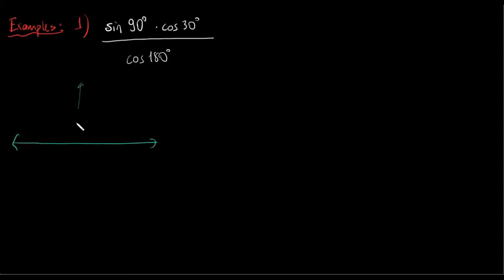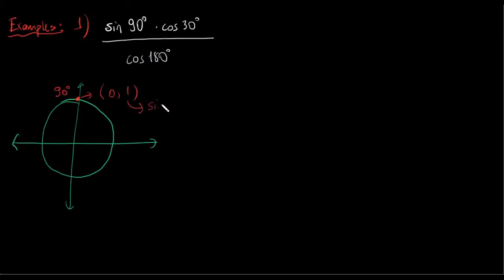So let me draw my x-axis and y-axis, and let me draw my unit circle. I need 90 degrees. So this is going to be 90 degrees, right? So what are the coordinates of this point? The X coordinate is 0 and the Y coordinate is 1. So what is the sine of 90? The Y coordinate will be sine of 90 degrees. Sine of 90 degrees is equal to 1.